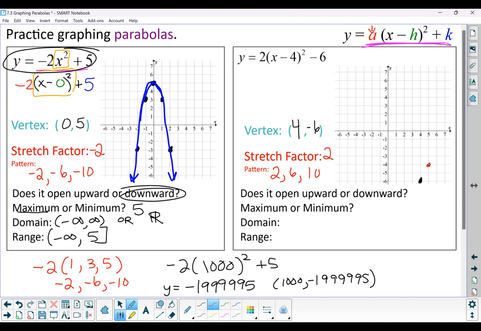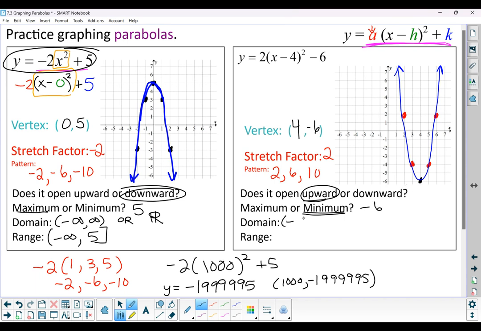Up 2 over 1. Notice each time, even if the vertical stretch factor stretched that 1, 3, 5 pattern, I'm still just going over 1 each time. So up 2 over 1, up 6 over 1, up 10 over 1. And then we'll reflect that back to get the other side of the U shape. So this parabola definitely opens upward, which means it has a minimum value, which for this function is -6.